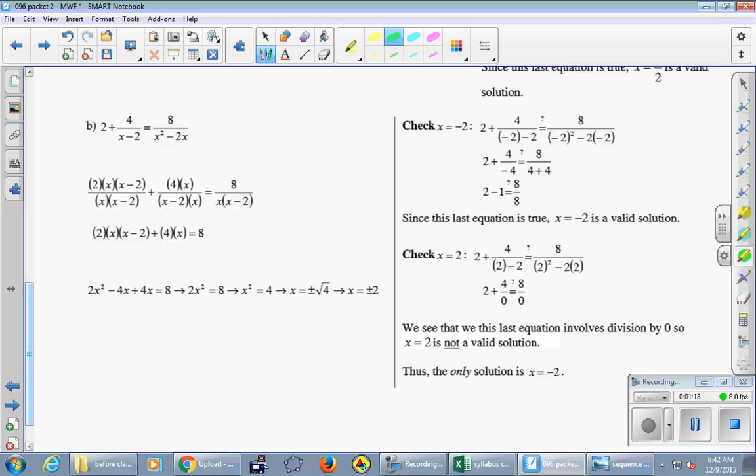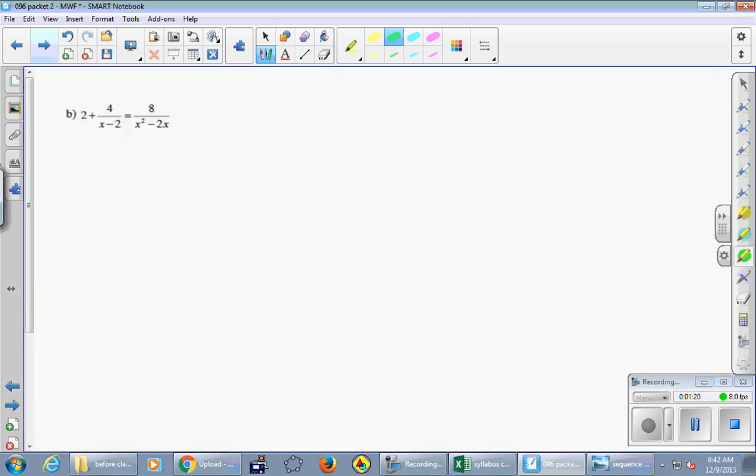Everything's written out there, but I'd rather feel like we're doing something. So can you find some blank space? Maybe the page before has some room for us to do this, so we're not just reading what's already filled in. Anybody find a page with some little bit of blank space? Yeah, that's good there. 234 has blank space on it. Okay, so just copy the equation wherever you find some blank space. 2 plus 4 over x minus 2 equals 8 over x squared minus 2x.